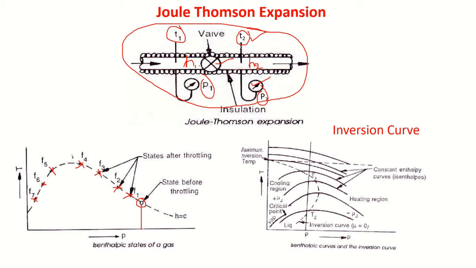So throttling, as I said, enthalpy across the valve remains the same. So this is an isoenthalpic curve. And I have drawn this graph on temperature versus pressure because the two properties I am measuring are temperature and pressure. So it is a TP diagram.